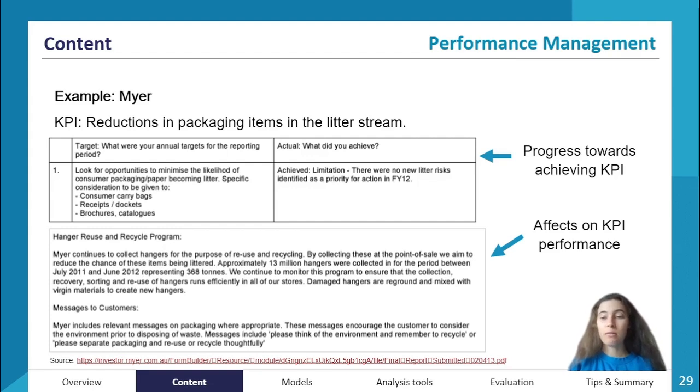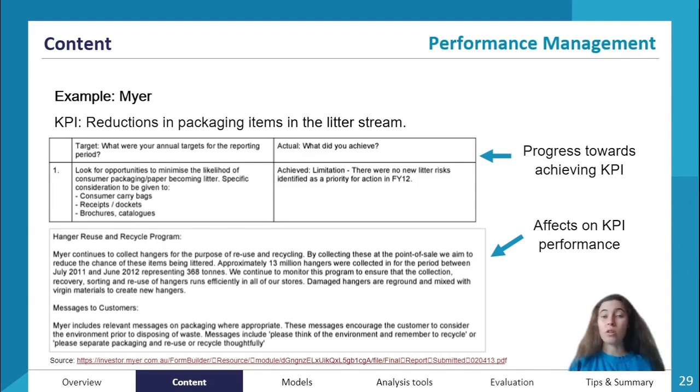So some effects on the KPI performance. We've got hanger reuse and recycle program. So here they're talking about how they are collecting hangers for reuse and recycling, how they are also collecting damaged hangers and grinding them and mixing them with other materials to create new hangers. So instead of just those hangers going to landfill, it's more of a circular process.